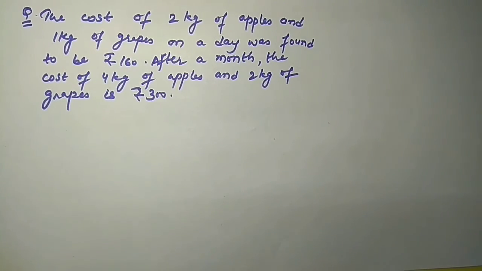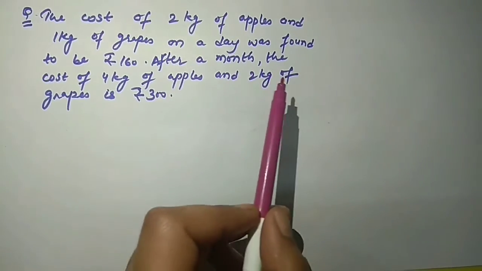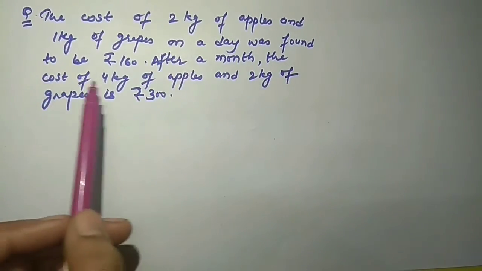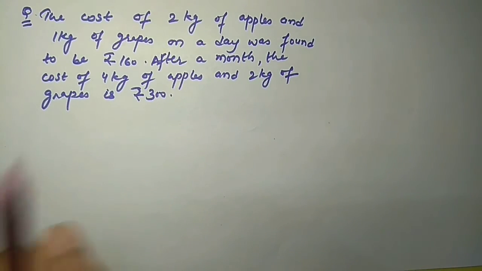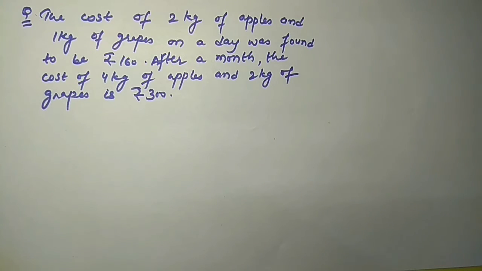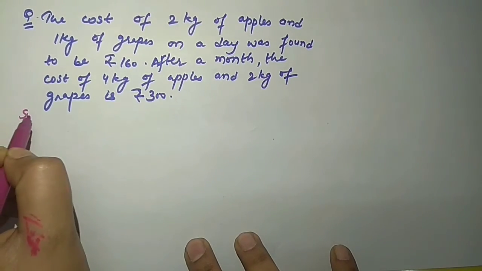So here is the question. The cost of 2 kg of apples and 1 kg of grapes on a day was found to be rupees 160. 2 kg of apples plus 1 kg of grapes, the total cost is rupees 160. And after a month, the cost of 4 kg of apples and 2 kg of grapes is rupees 300. So here we are given two situations.